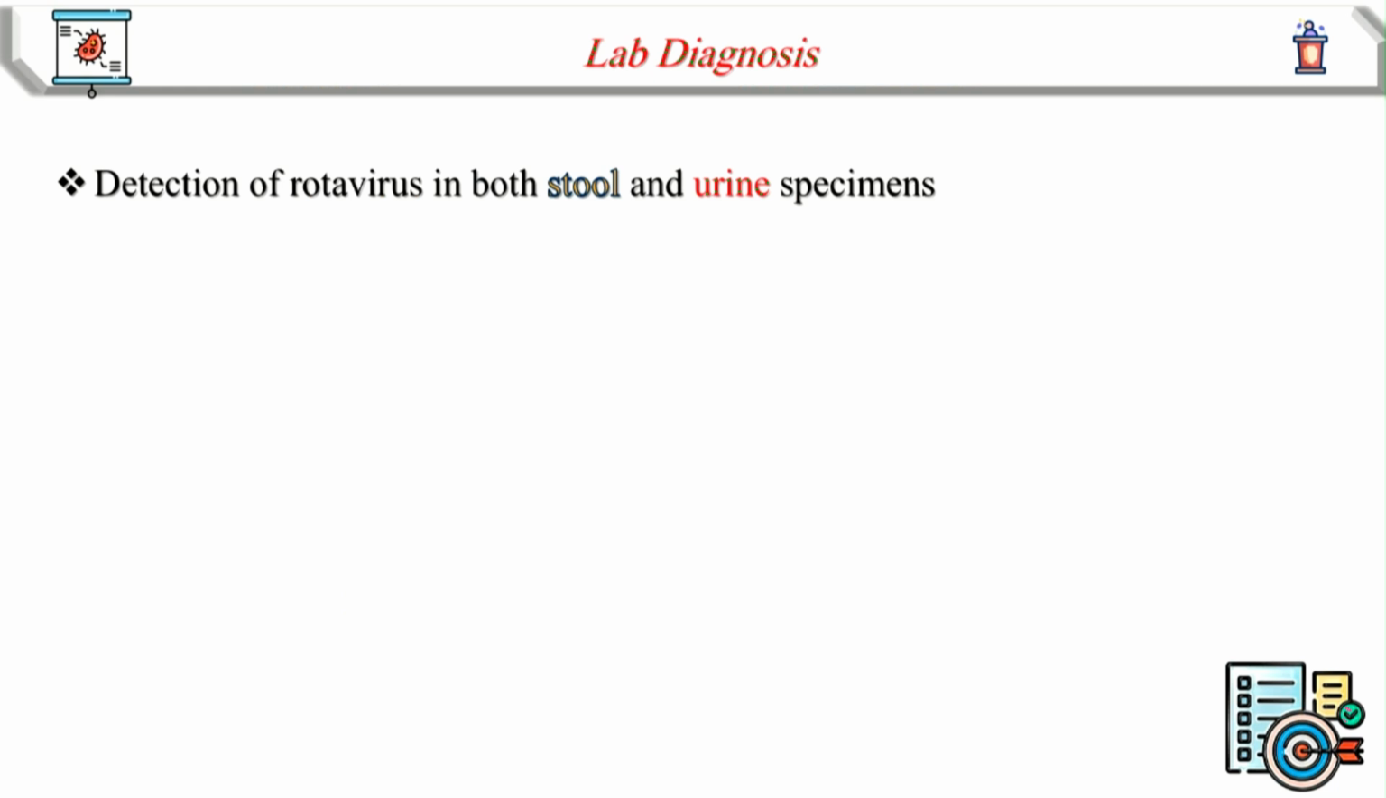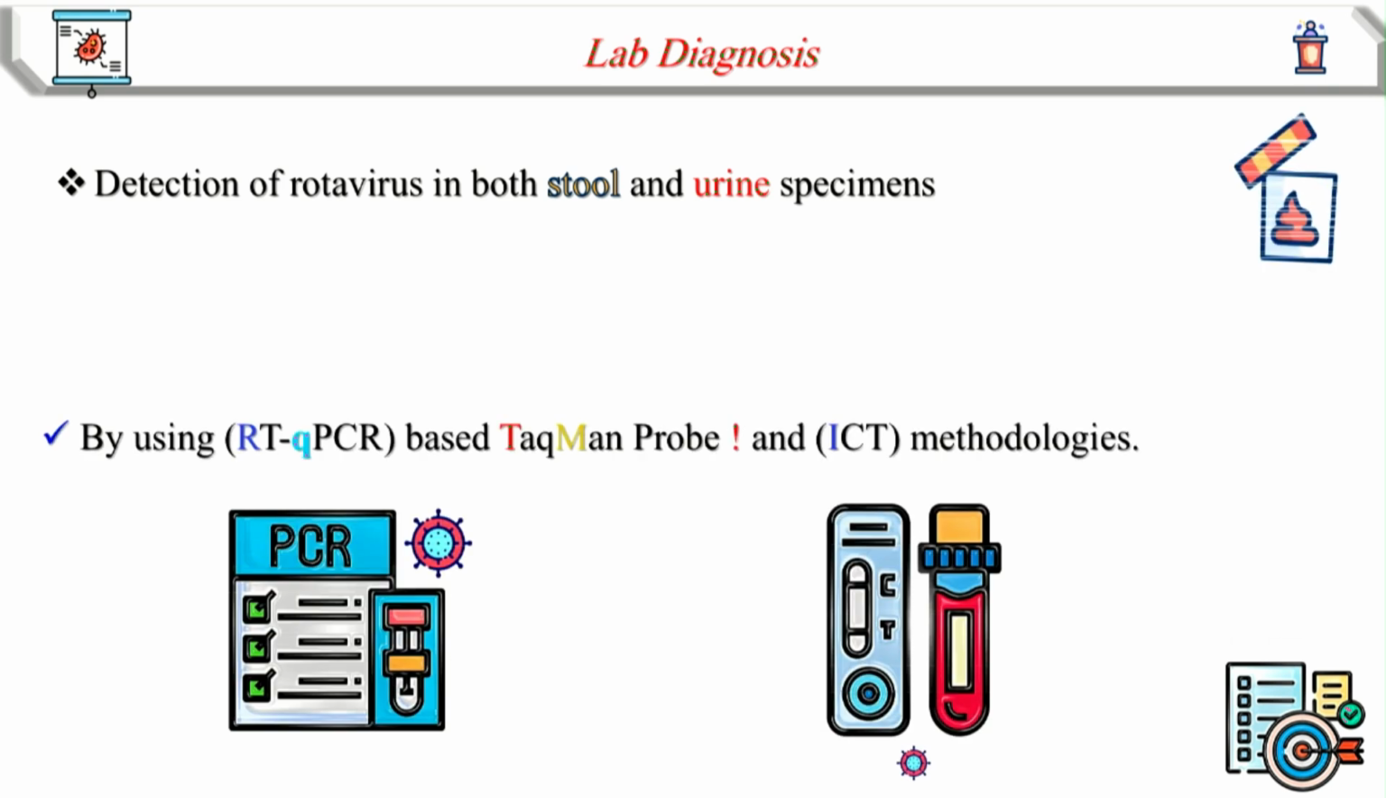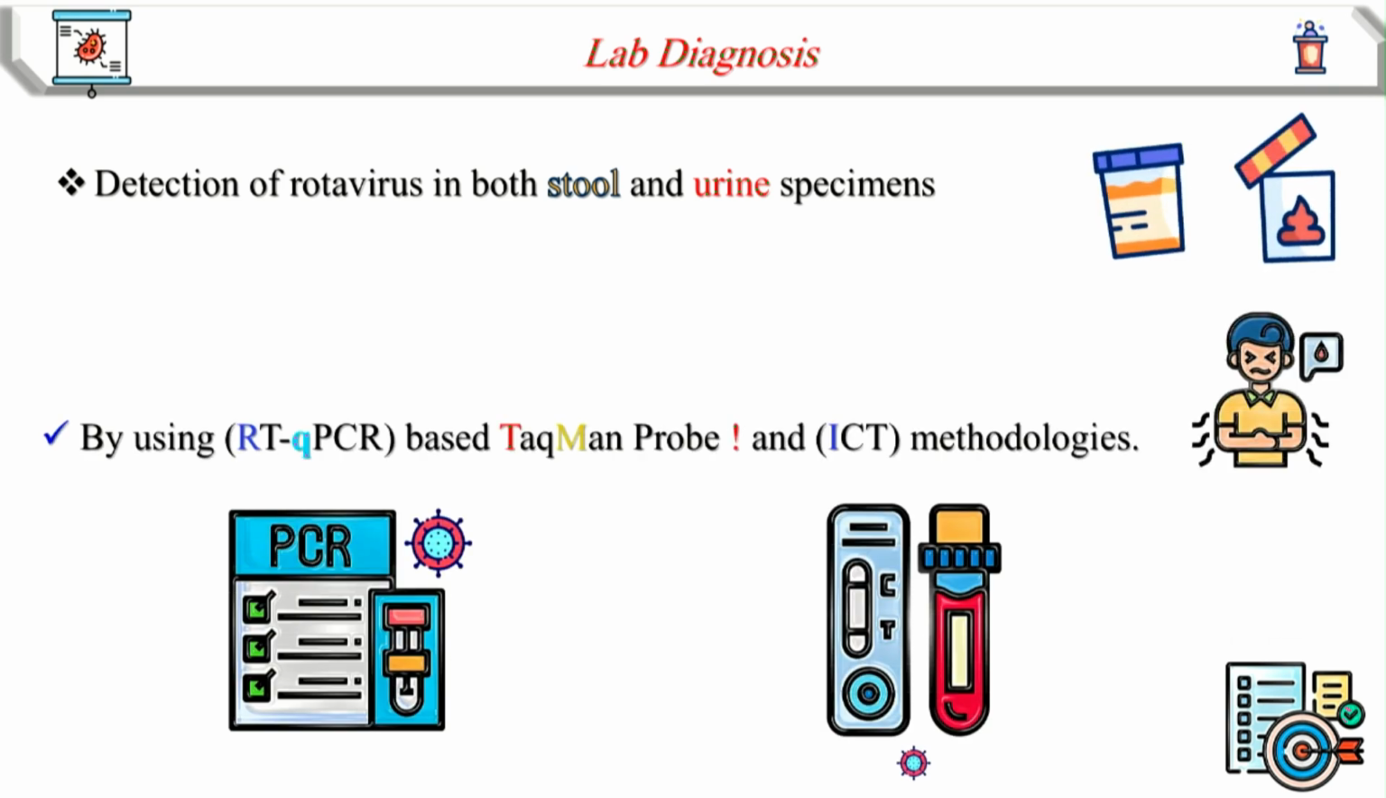The lab diagnosis. Detection of rotavirus can be done using a stool specimen or urine specimen with certain methods. The most common, most reliable and sensitive method is the immunochromatographic rapid assay. By taking a few drops from the urine and putting these drops on the slide or cassette, within a few seconds, not exceeding 30 seconds, the result will be positive, and the red line indicates a positive result.